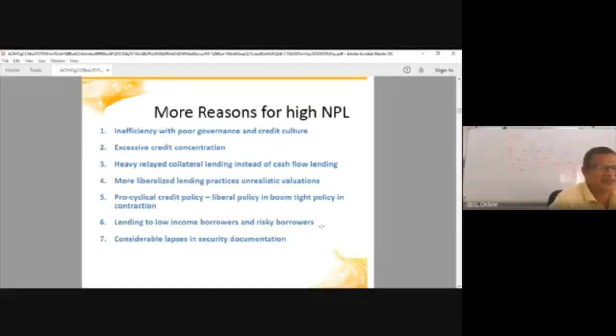So more reasons for NPL: lending to low-income borrowers, risky borrowers also could lead to NPL. Considerable lapses in security documentation will also lead to it. So these are internal events that could lead to non-performing assets.